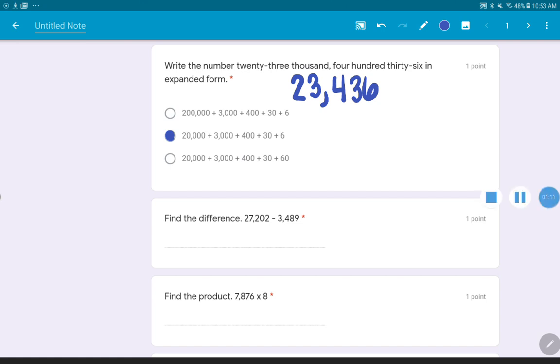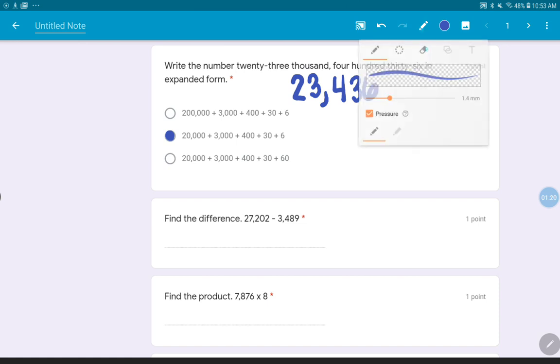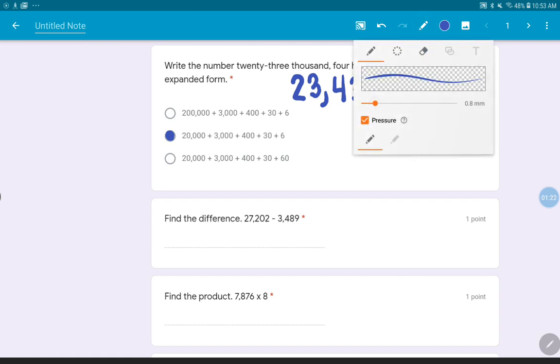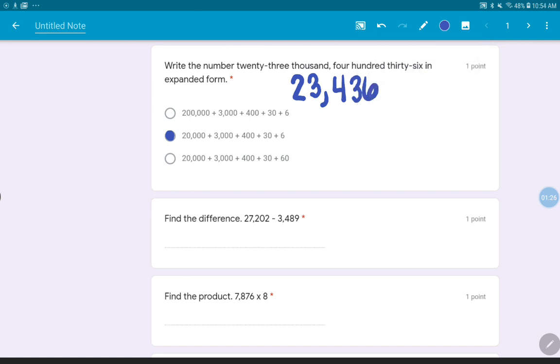Okay, next it tells us to find the difference. So when we're finding the difference, what are we doing, Christopher? You're subtracting. Okay, so we've got 27,202. I'm going to write that number down, and I'm taking away 3,000. I'm making sure to put it in the correct place value.